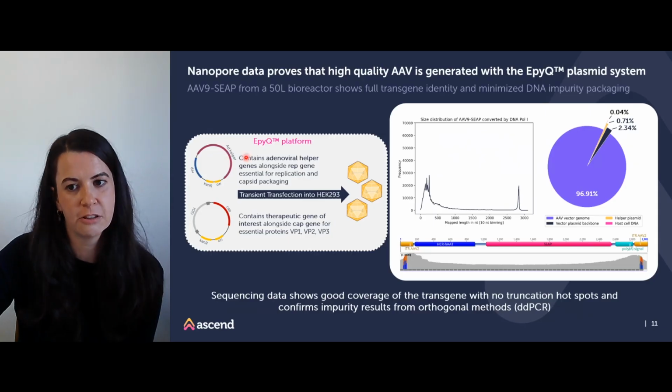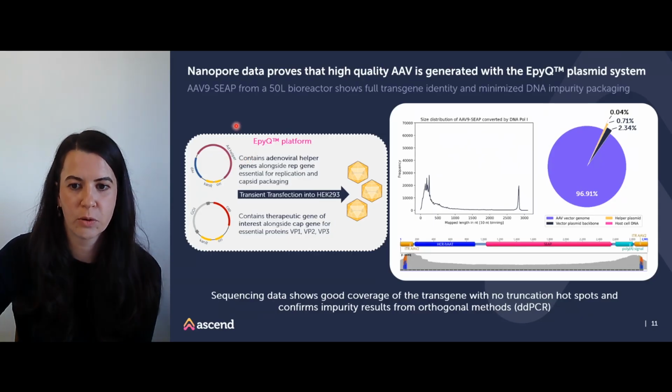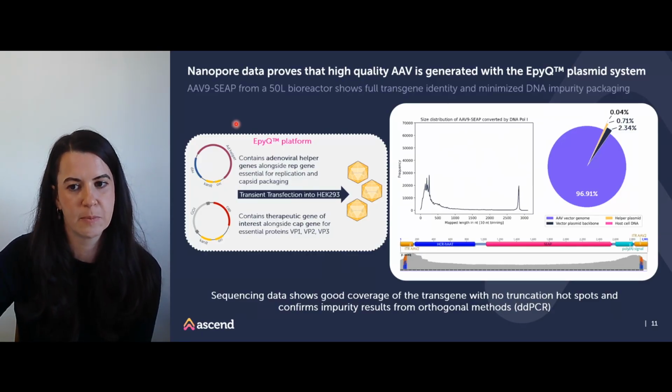To decrease the likelihood of recombination competent AAVs that appear through recombination events during production, we have developed our proprietary EPIC platform that is a two plasmid split system. In a triple transfection plasmid system, rep and cap genes are sitting on one plasmid, and then we have the vector plasmid and the helper plasmid.